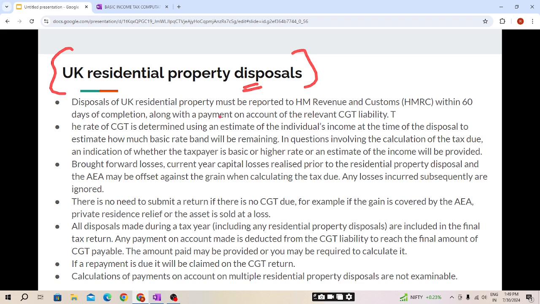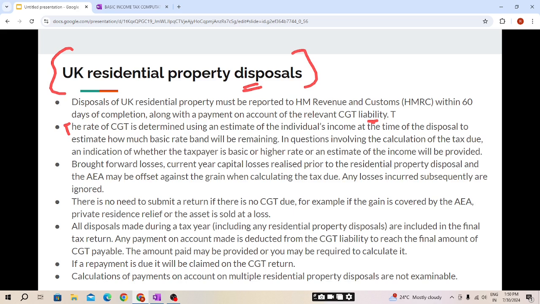Disposal of UK residential property must be reported to HMRC within 60 days of completion, along with a payment on account of the relevant CGT liability. Students, we have already seen this in the format: the CGT liability less the payment on account already paid for residential property.